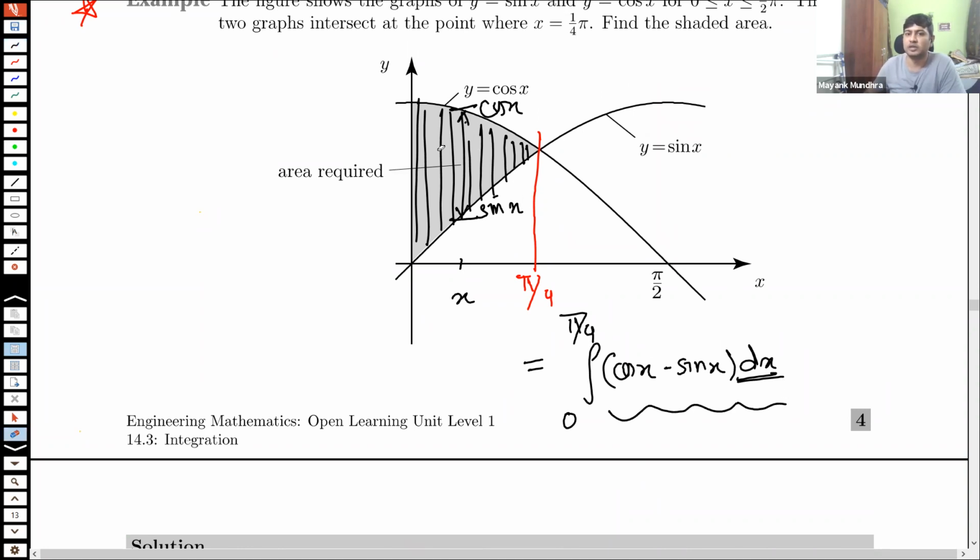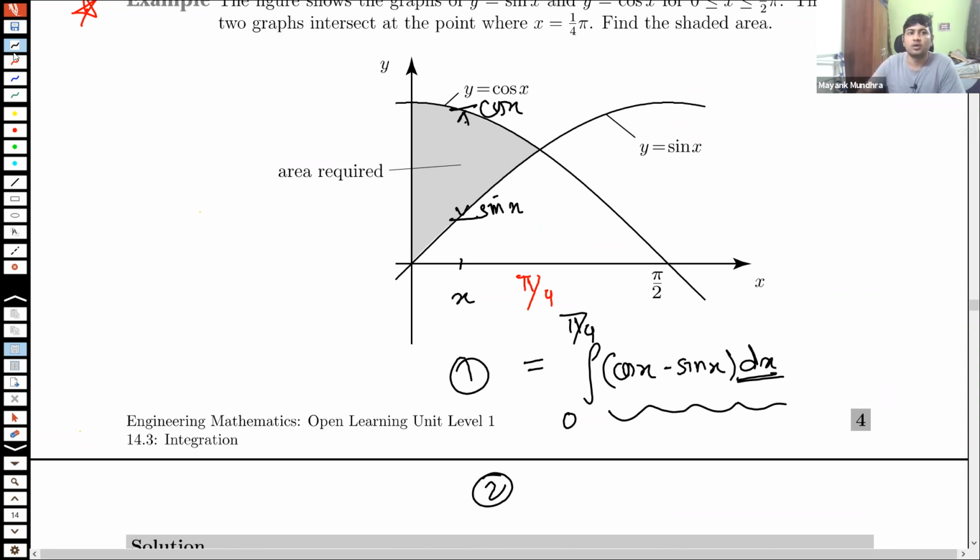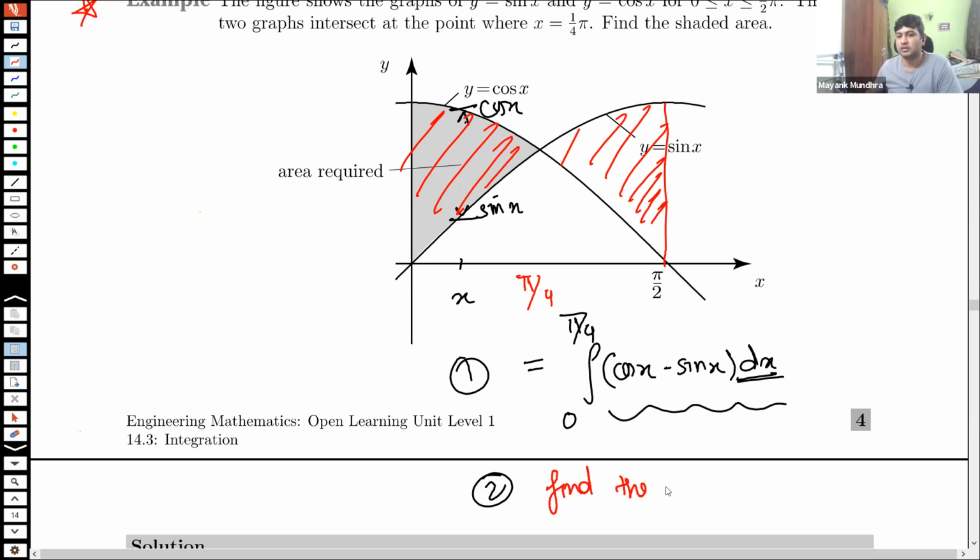Now, find what this value is going to be. That's your part 1. Part 2 is what is this area plus this area. So find the red shaded area. That's your second question. So give me the answers to these two questions. You have 2 minutes to do it.